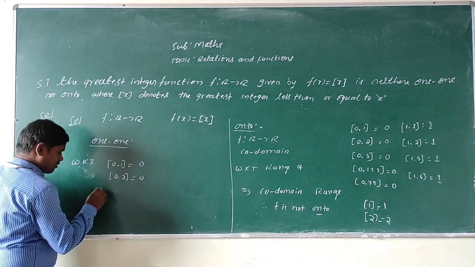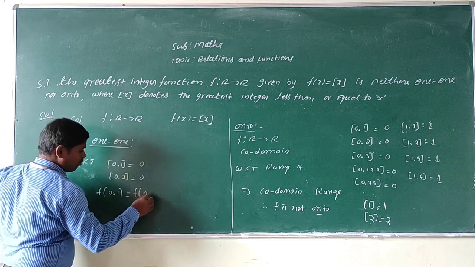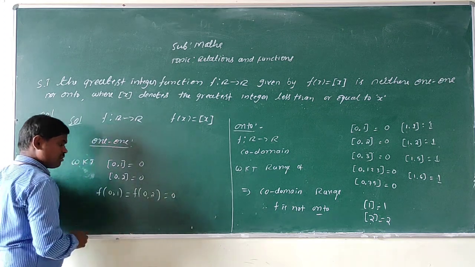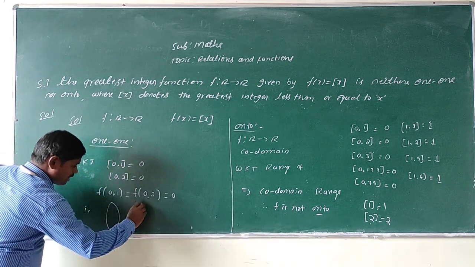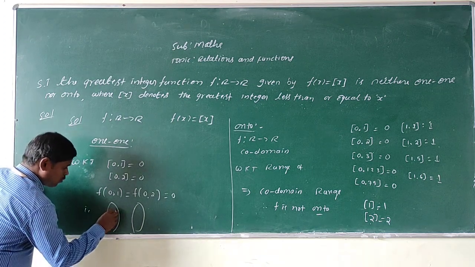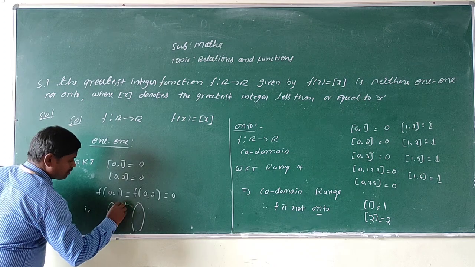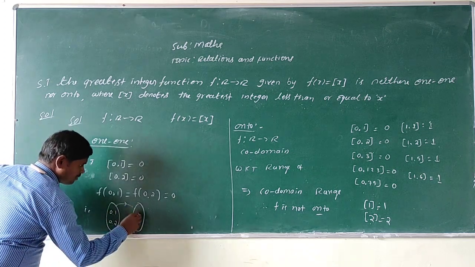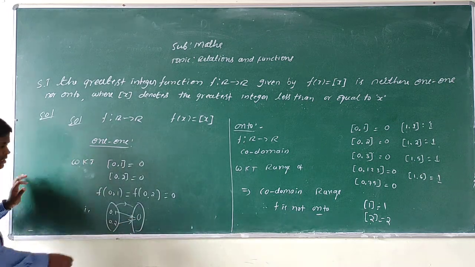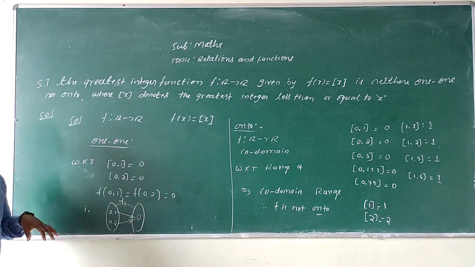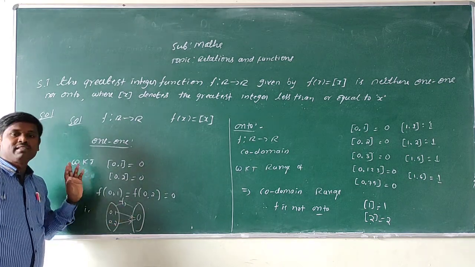That means f of 0.1 is equal to f of 0.2 is equal to what? 0. Suppose we are taking the other diagram, 0.1 and 0.2 as input. So f of 0.1 is equal to 0, and f of 0.2 is also equal to 0. So this is related with 0 and this is also related with 0. That means two different elements have the same image.